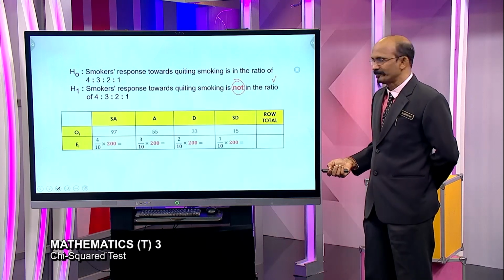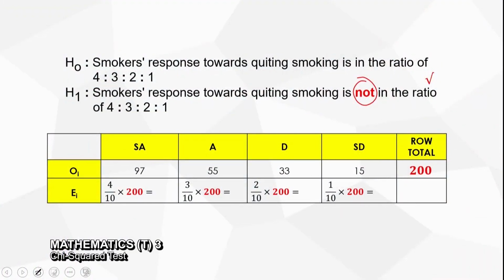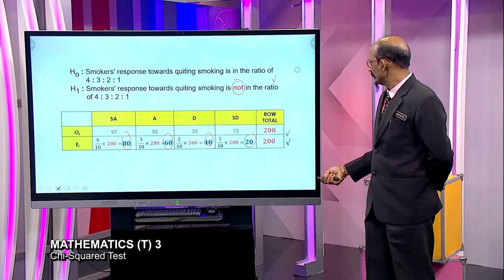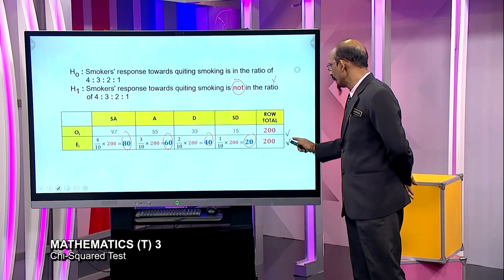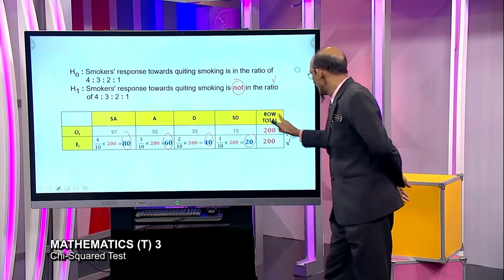We find our expected frequency. Our total frequency here is 200, so based on the 200 we calculate the expected frequencies. We get 80, 60, 40 and 20, and the total is 200. If you notice, all the values here are greater than 5, which means you don't need to combine. So you get 2 marks here: 1 for getting the blue values there, and another mark if all are correct.